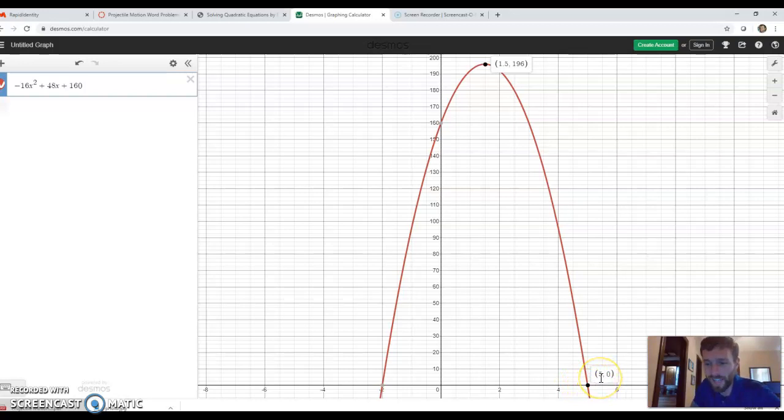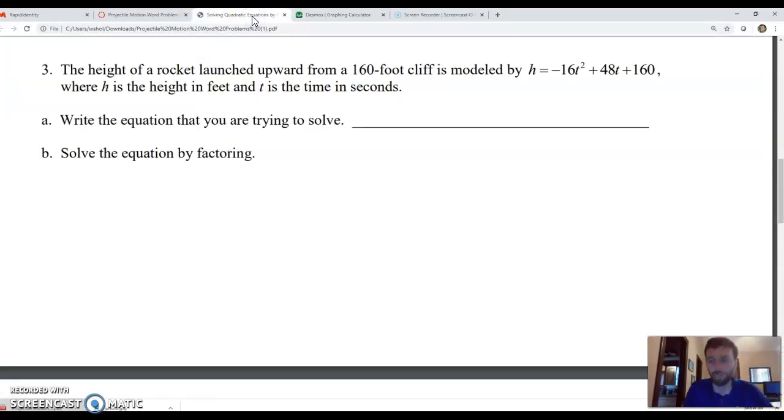So after 5 seconds, the rocket is back at the ground, which is ground level 0, because the y-axis represents the height. So we can see that graphically. We already know that the answer is 5 seconds, but what we want to do is solve this by factoring. So I'm going to factor this for you, and you guys can kind of follow along.